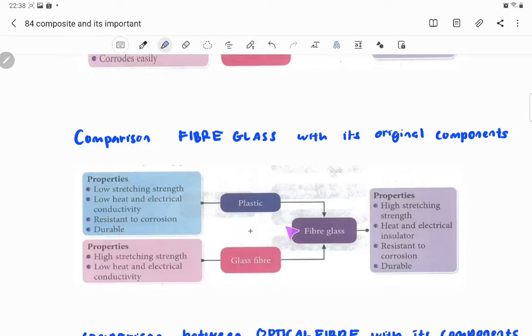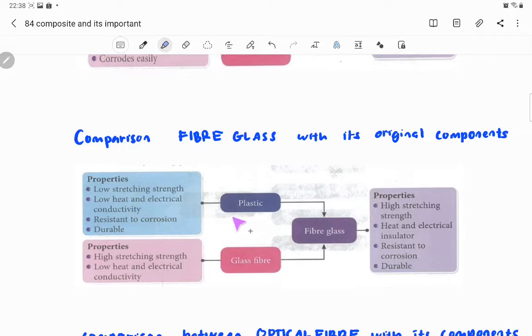So from this combination, we will get the fiberglass, okay, which is the properties high stretching strength, heat and electrical insulator, resistant to corrosion, and durable. So resistant to corrosion, durable, and a heat and electrical insulator, this one comes from the plastic, okay, dia punya properties. So high stretching, it comes from the glass fiber, so it's complement each other.